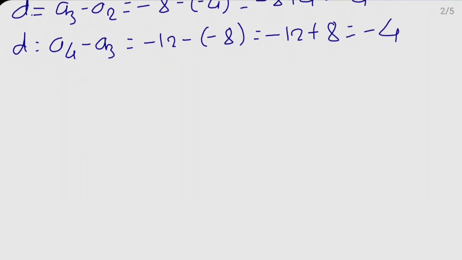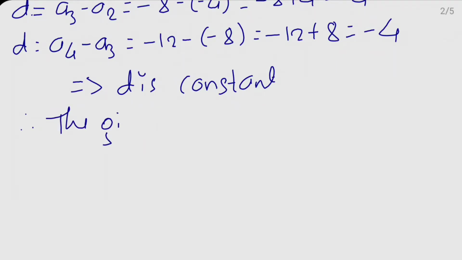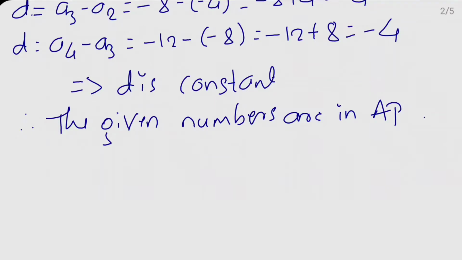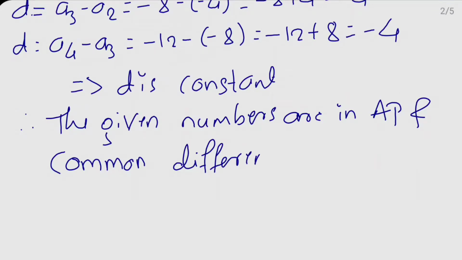So write down here: D is constant, therefore the given numbers are in AP and the common difference D is minus 4. And here we want to find out 3 more terms.